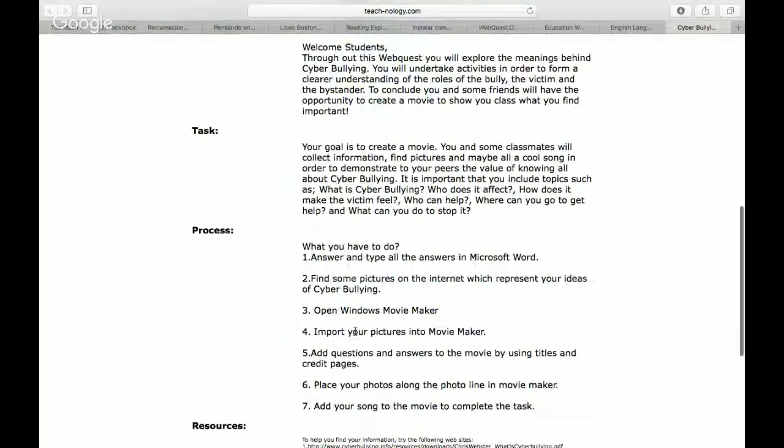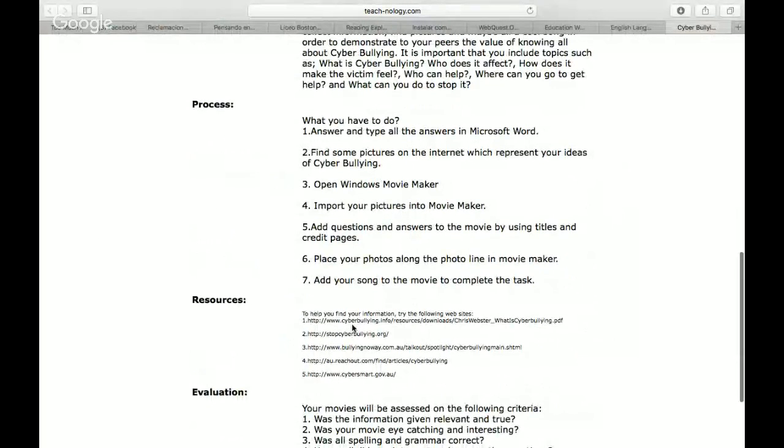Then you have the process. And here is what the students need to do. What do you have to do? One, answer and type all the answers in Microsoft Word. Two, find some pictures on the internet which represent your ideas of cyberbullying. You see, the knowledge is not giving knowledge, but the knowledge the student has. Find some pictures on the internet which represent your ideas of cyberbullying. Open Windows Movie Maker, import your pictures into Movie Maker, add questions and answers to the movie by using titles and credit pages, place your photos along the photo line in Movie Maker and add your song to the movie to complete the task. Okay?